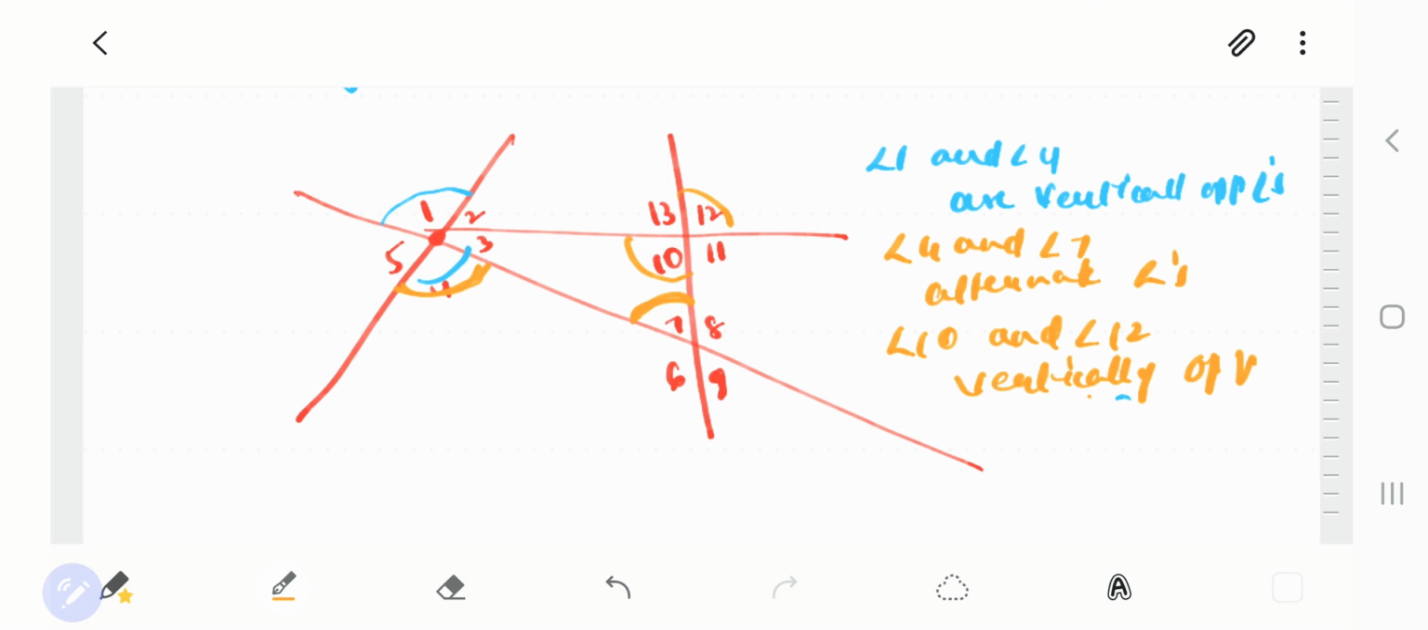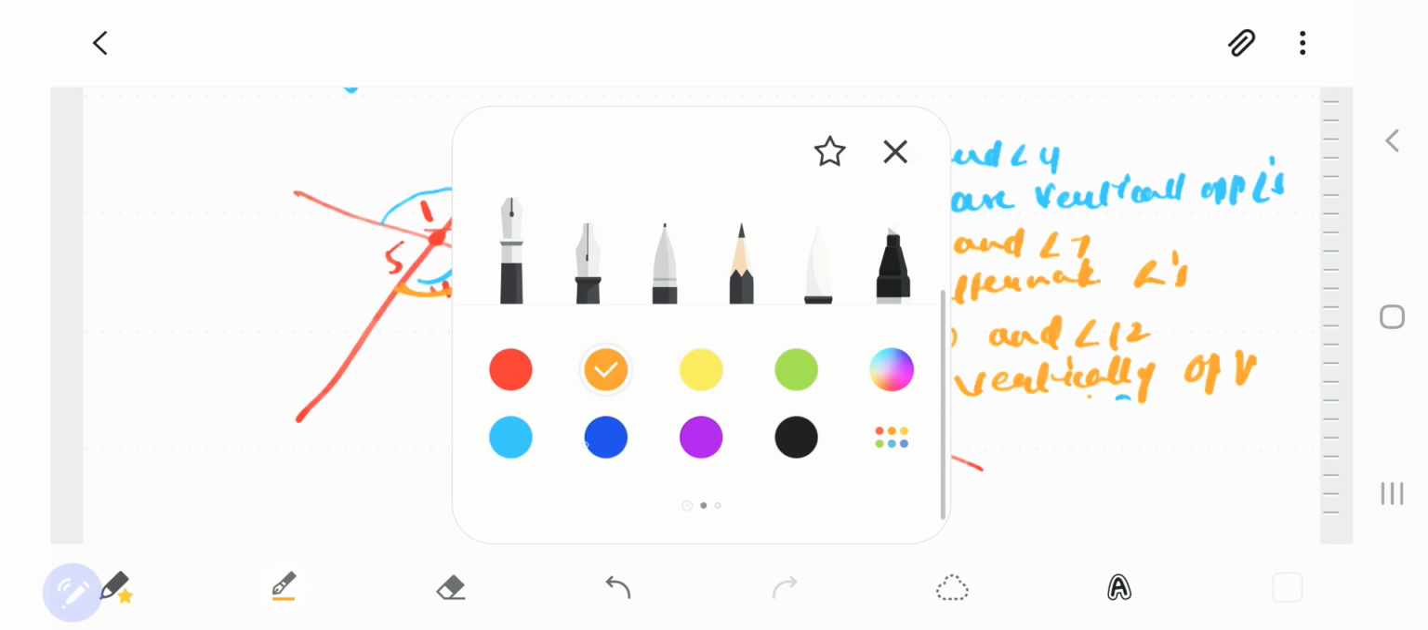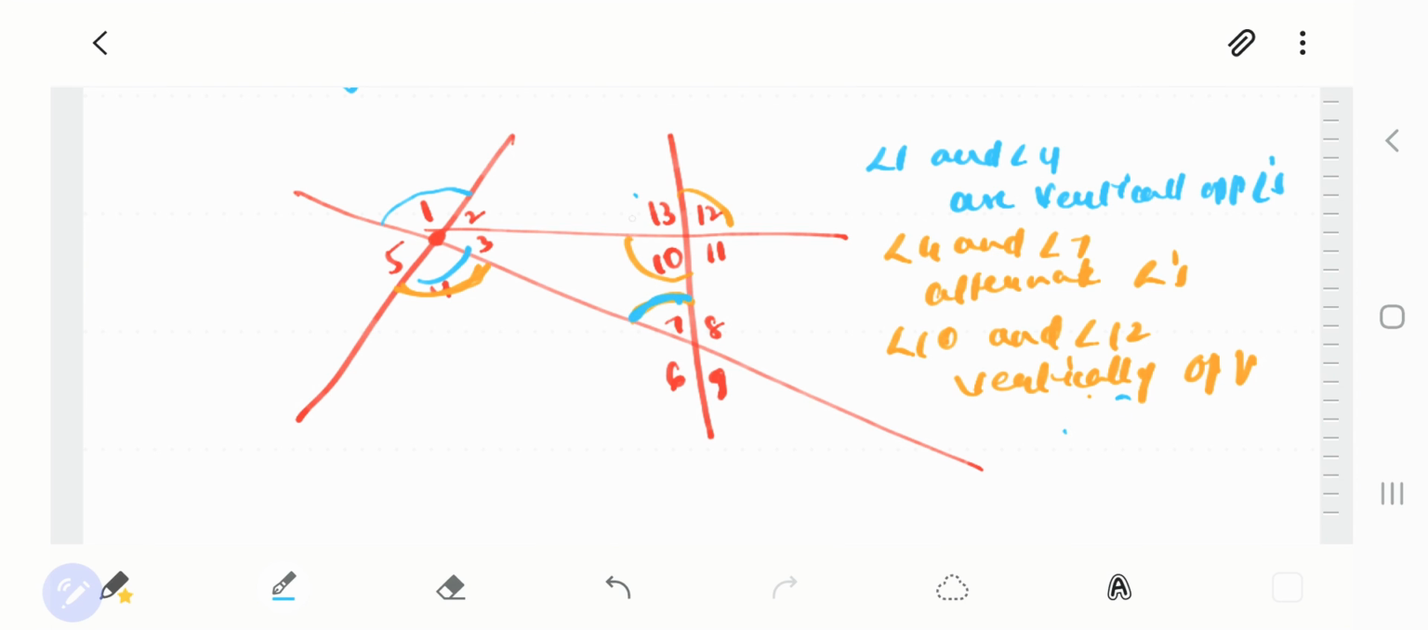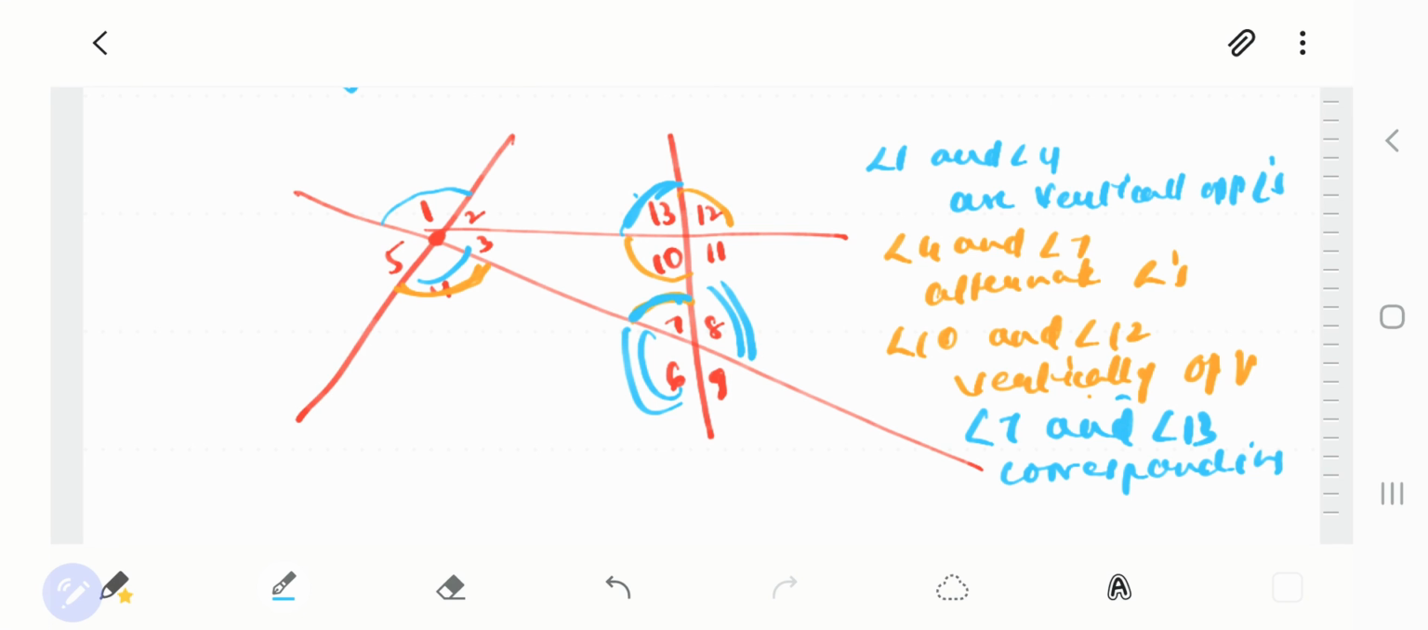Okay, then 7 and 13. Let's see where is 7 here. 7 is here and 13 is here. So they are corresponding angles. One angle छोड़ के जो दूसरा angle होता है, so they are called as corresponding angles. Angle 7 and angle 13 corresponding angles. What about 6 and 8? 6 and 8 vertically opposite angles. 11 and 8, both are interior angles. See, you can see 11 and 8 are together inside. So they are co-interior or interior angles.